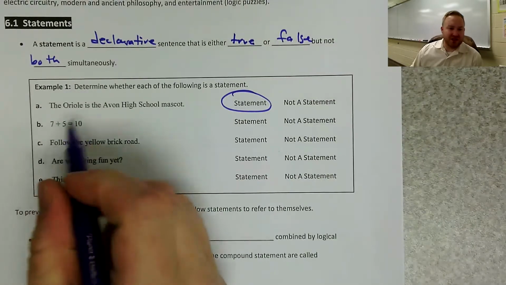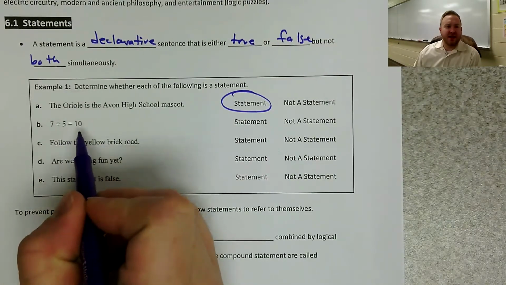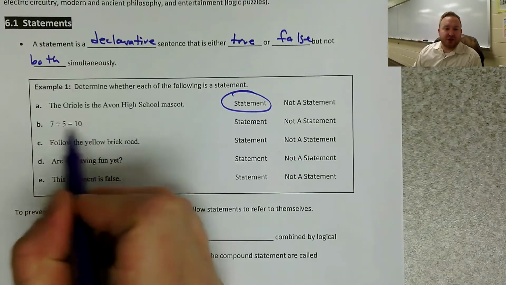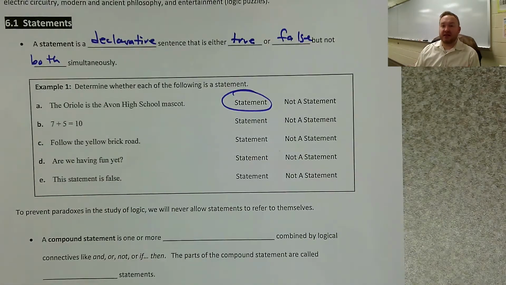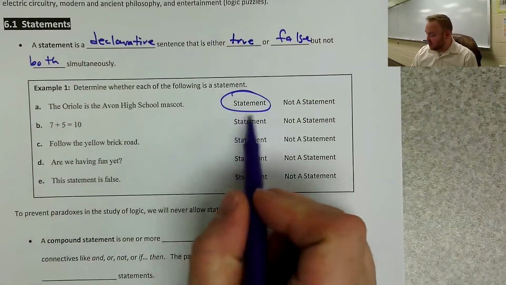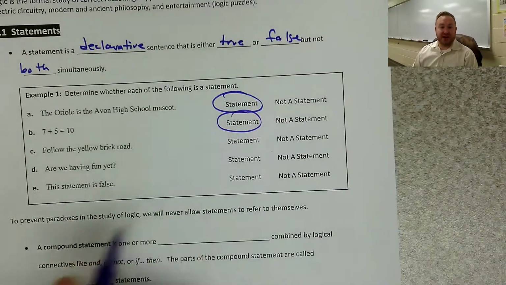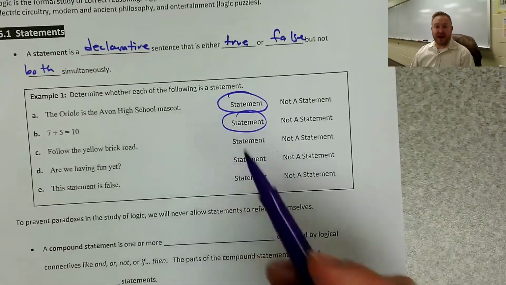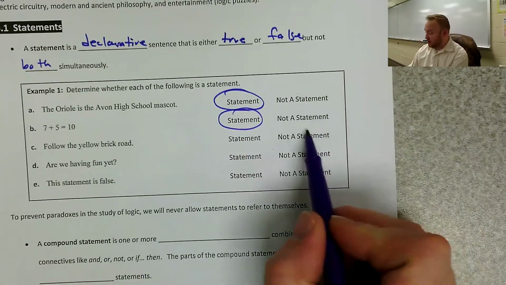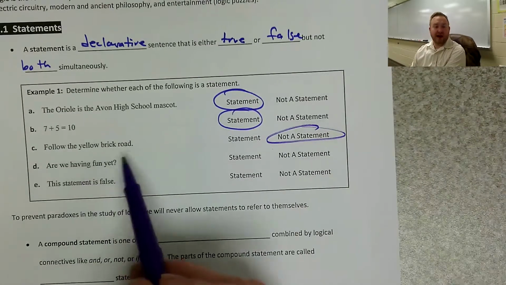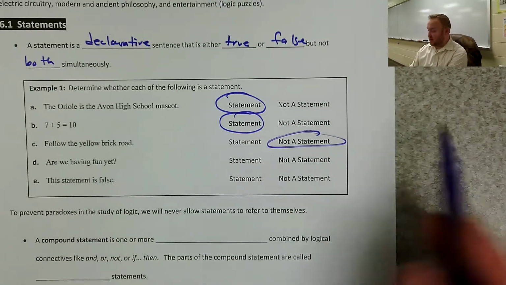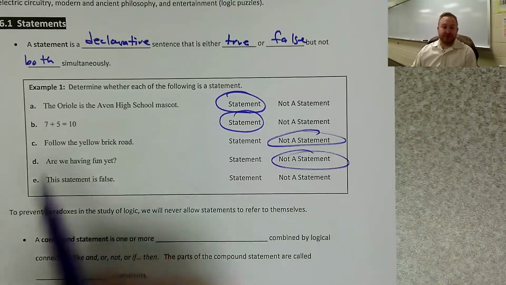7 + 5 = 10. Well, 7 + 5 = 10. That is not true. However, it is still a statement, right? We are claiming that 7 + 5 = 10. What we're claiming might not be true, but we're still making a claim. And so this is still considered to be a statement. Follow the yellow brick road is not a claim. That's a command. So that's not a statement. Are we having fun yet is a question. That's not a claim. That's not a statement.